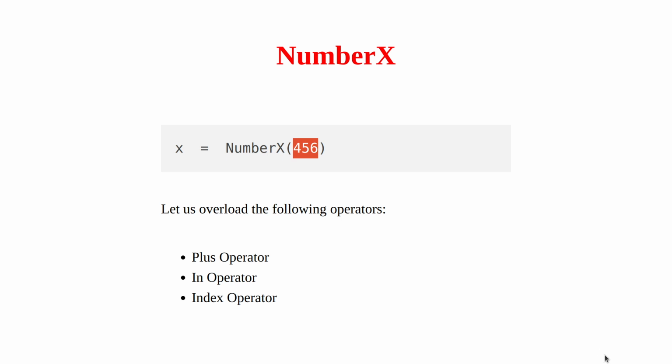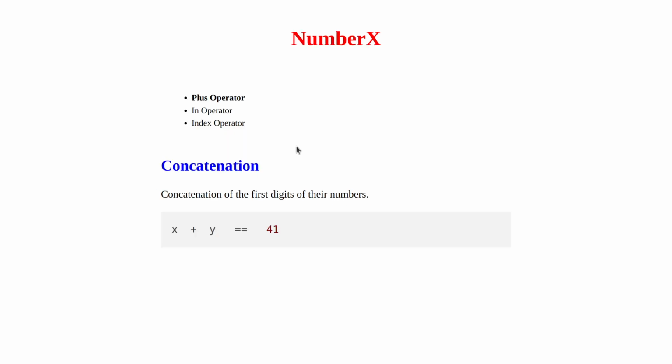First let us go to the plus operator: concatenation of the first digits of their numbers. So when you are doing the plus operator for these numberX objects, you need to pick the first digits of both the numbers and concatenate. Here x is 4, 5, 6 and you are taking the 4, and y is 1, 2, 3 and you are taking 1. This is how the concatenation works for numberX.